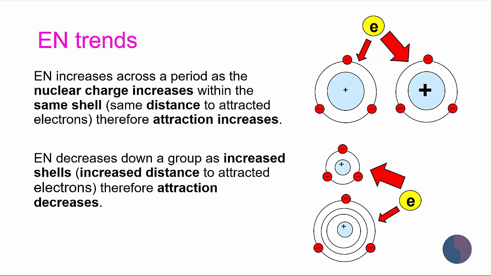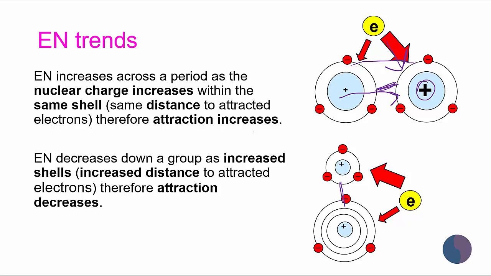Okay, so the general trend is electronegativity increases across the period as the nuclear charge increases within the same shell, same distance to the electrons, therefore attraction increases. So you can see this is across a period, same distance. This is in a covalent bond. These two are joined to each other. This one's got a stronger nuclear charge, so it will draw the electrons to itself better.